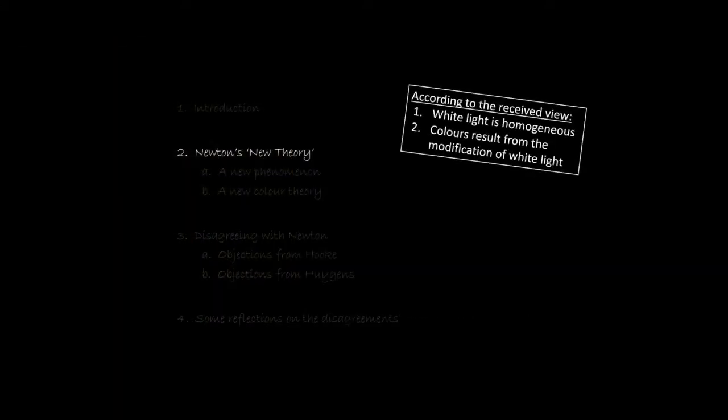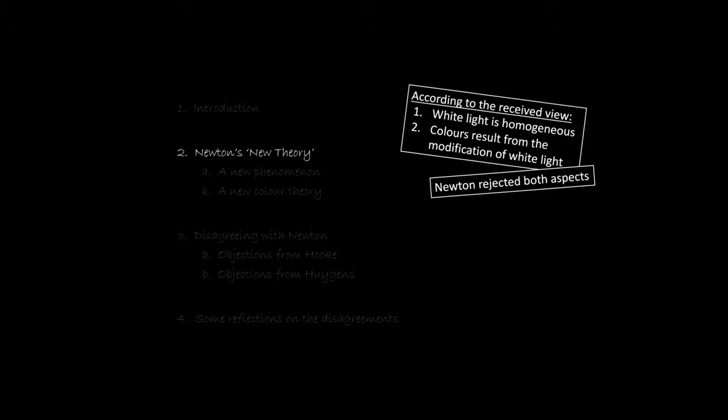The theory was received by the people at the time as in equal parts ingenious and also kind of scandalous. Basically, he was rejecting the received view of light and colour. So on the received view, white light is homogeneous. This makes it metaphysically maybe important because it's pure. And colours are the result of the modification of white light. So colours result from white light being, say, agitated when it's put through a prism, something like that.